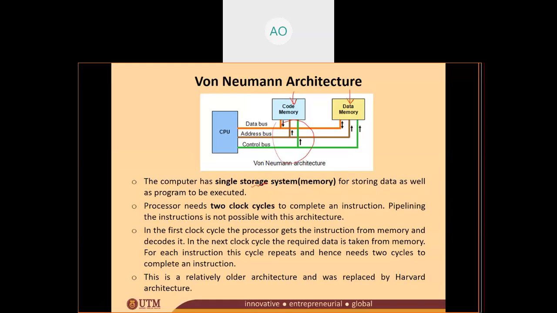Why? Because remember the fetch and execute cycles. First the CPU needs to fetch the instruction from code memory. Only after it fetches the instruction from the code memory can you execute that instruction and store the result to the data memory. Because you share the same bus, you cannot do fetch and execute at the same time. It has to be done one by one. That's why you need 2 clock cycles to complete the fetch and execute cycle.